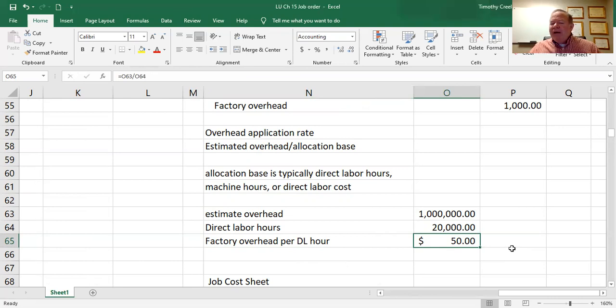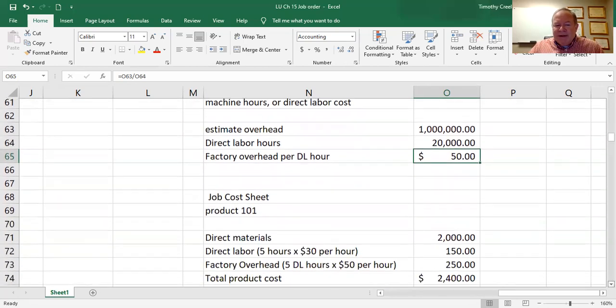So if we put 5 direct labor hours into a product, we would take 5 times 50, and we'd charge that product $250 of overhead. So typically companies do something like this to come up with a way to allocate overhead to their products. They would come up with this rate, and as the products are being made, this is how overhead would be applied to that product based on this rate.